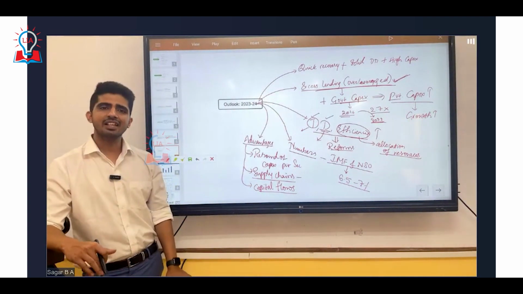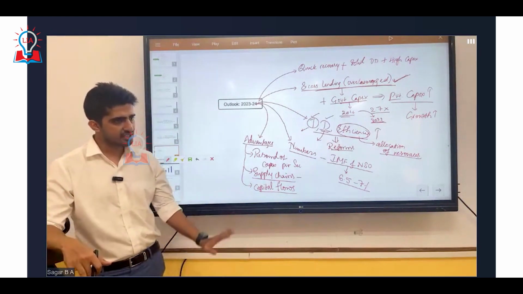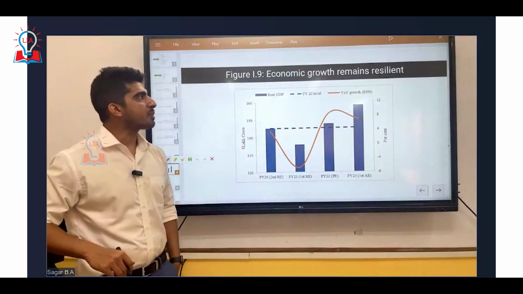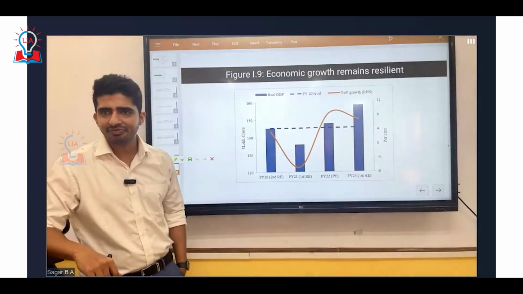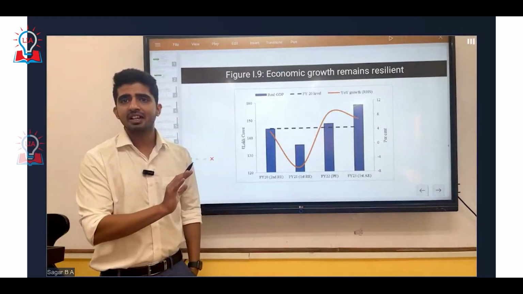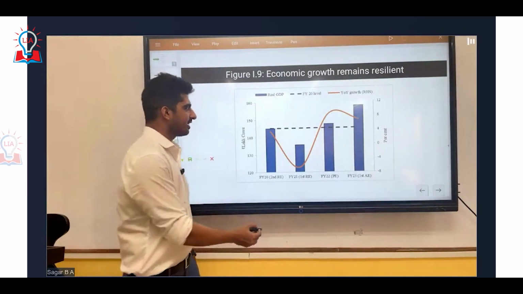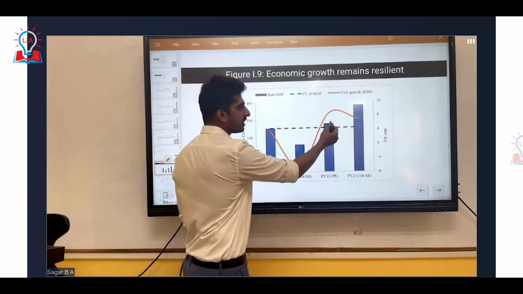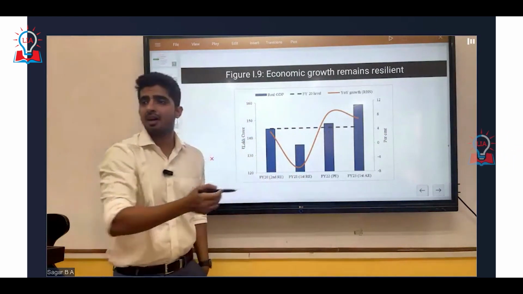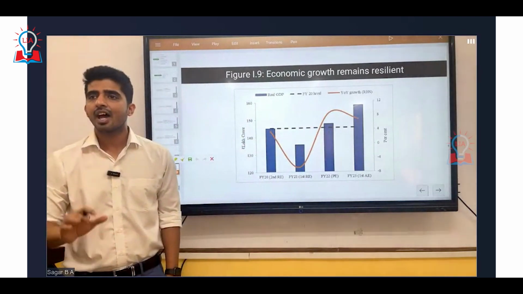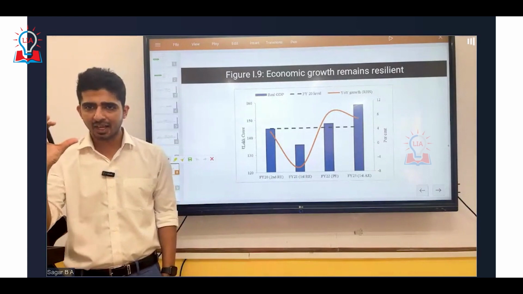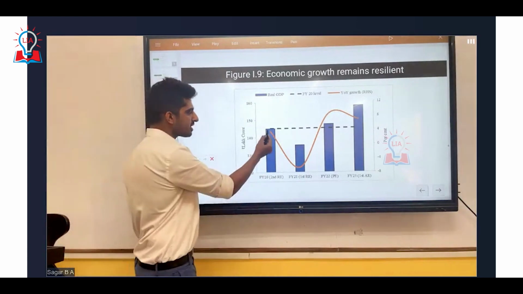So, can we say it is a positive outlook for India? Yes. This is what the survey predicts. So, economic growth remains resilient. What you are supposed to learn from this graph? What are you supposed to learn? Look at this. What is this? This is absolute GDP. Correct? What is absolute GDP? Absolute GDP in the sense GDP numbers. Right? Quantity. I am talking about quantity. How much is it?